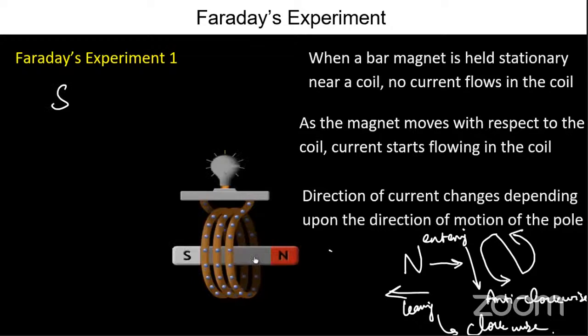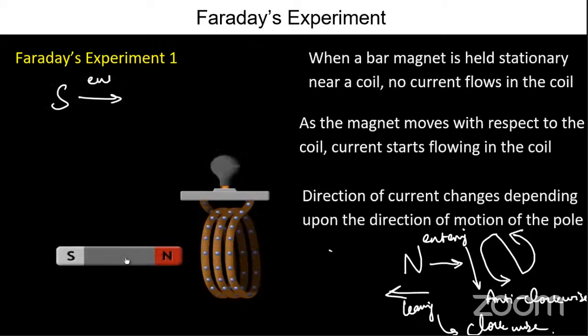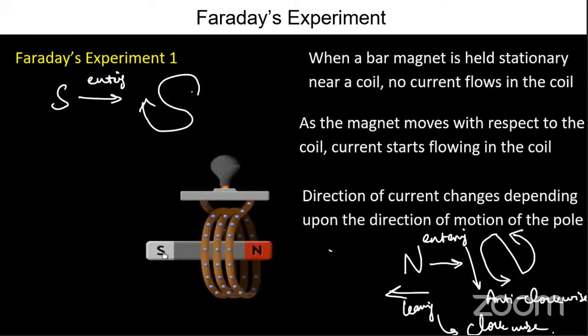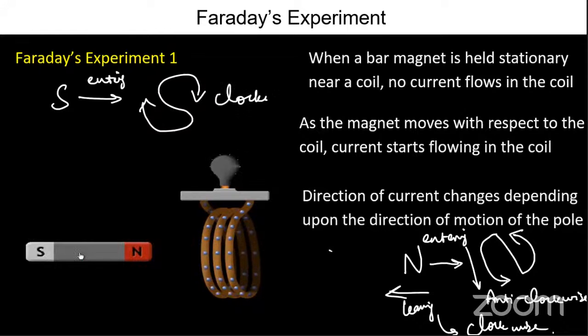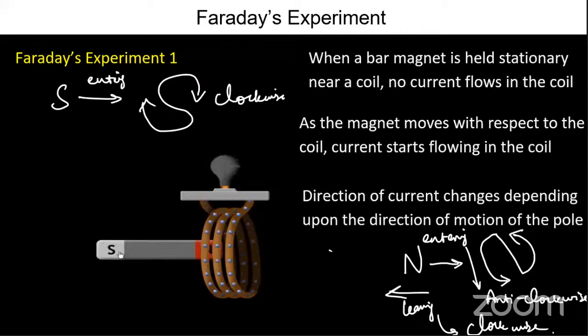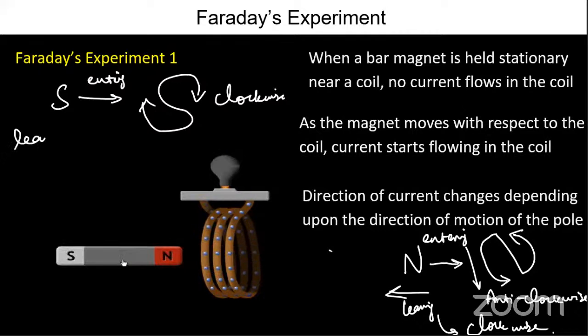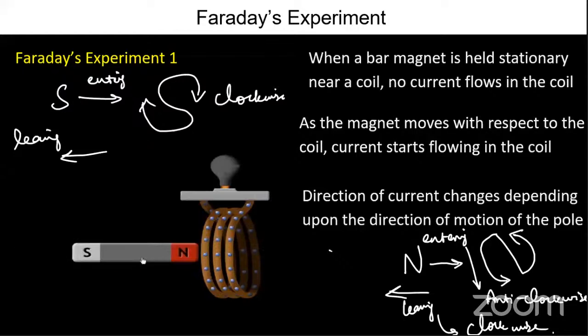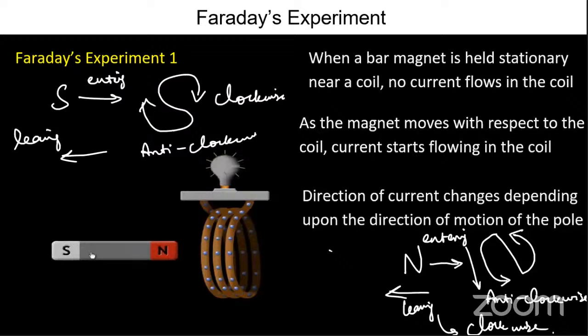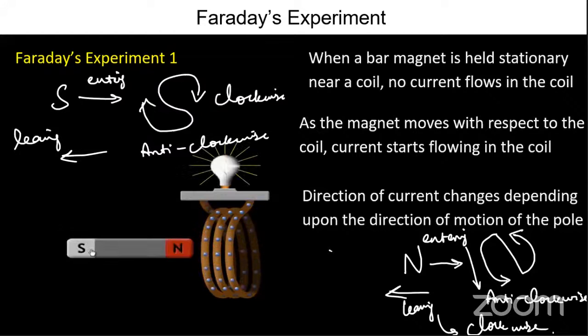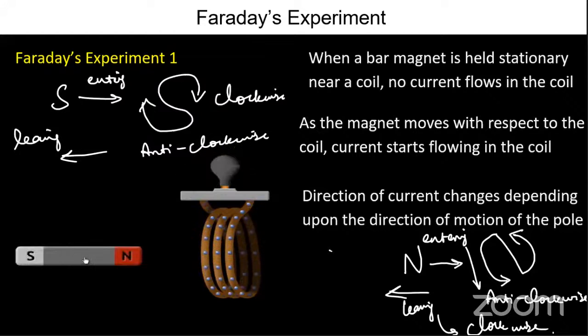If I am inserting a south pole into the coil, draw the south pole in a curvish way. You could see that S means south. So while entering, the current direction will be clockwise. While the south pole is leaving, it will be anti-clockwise. So what happens if you place a charged non-metallic body in place of the magnet? That is what Faraday's next experiment is.